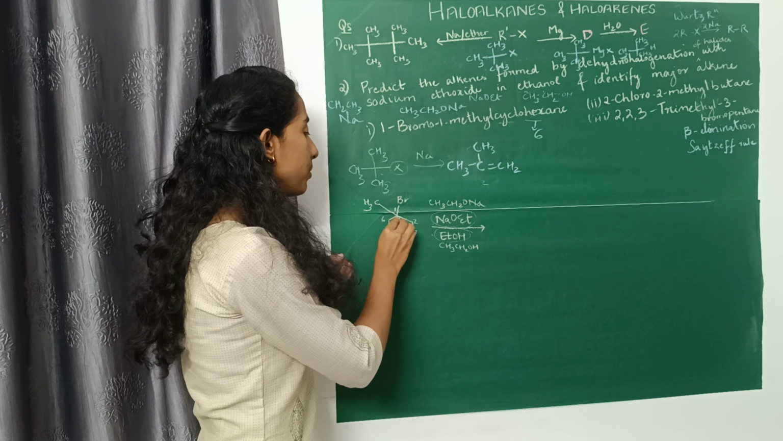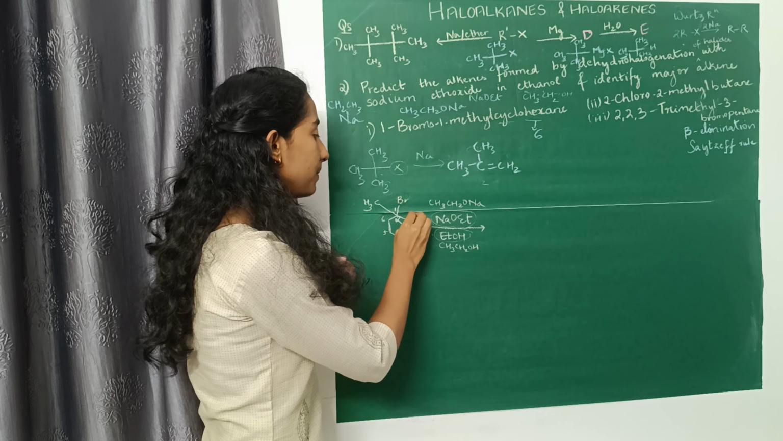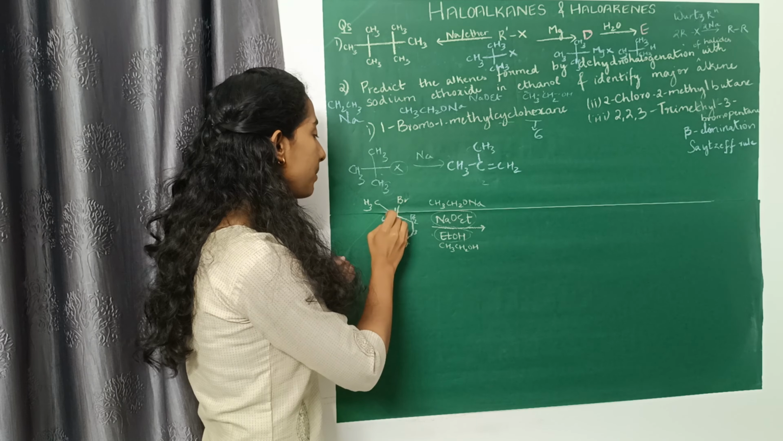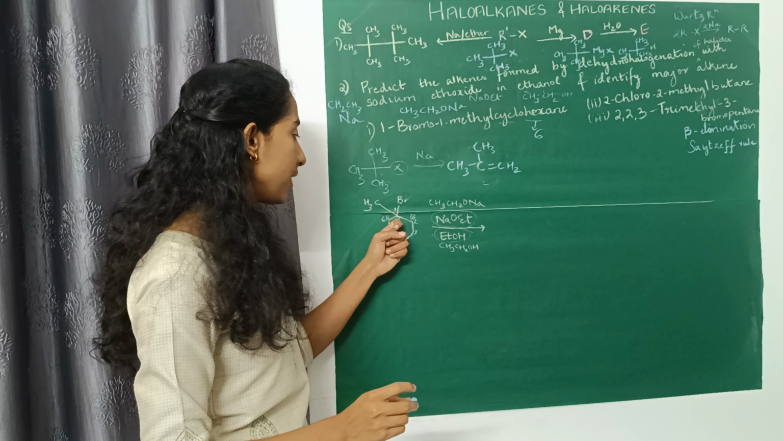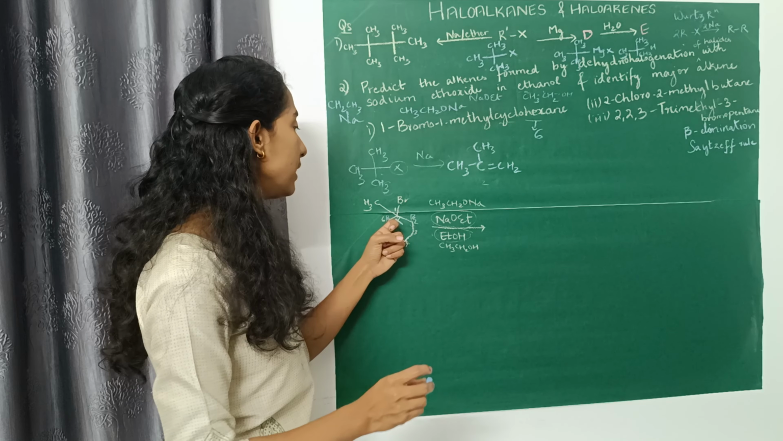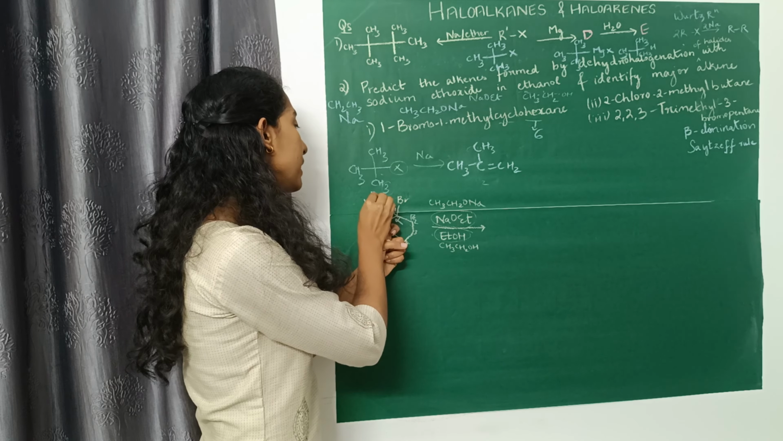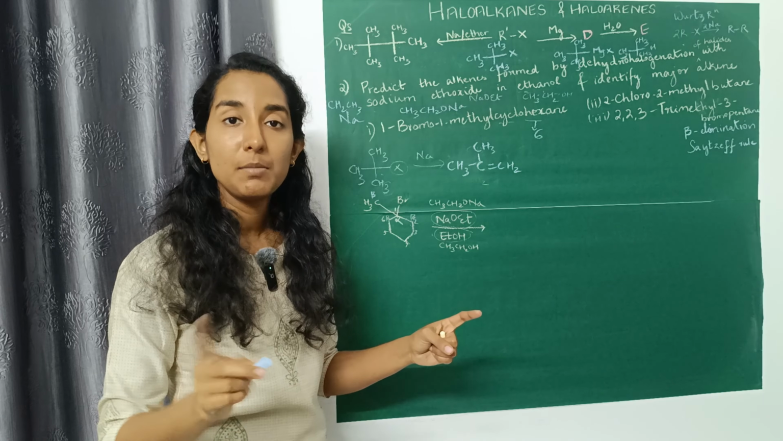So the carbon atom to which bromine is attached is alpha, and this carbon atom is beta. Okay. And this carbon is also beta. So the carbon to which bromine is attached is alpha, then the adjacent carbon atoms will be beta. So this is beta, this is beta, this is also beta. Okay. So in this reaction, beta hydrogen elimination takes place.